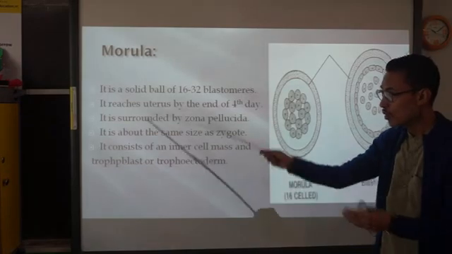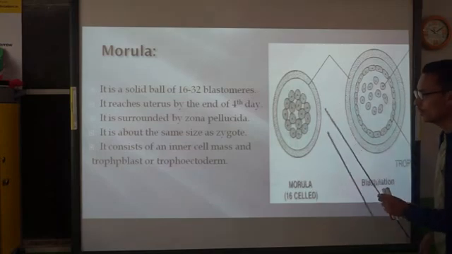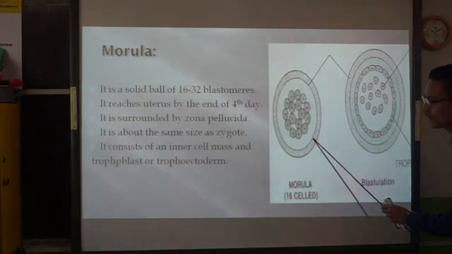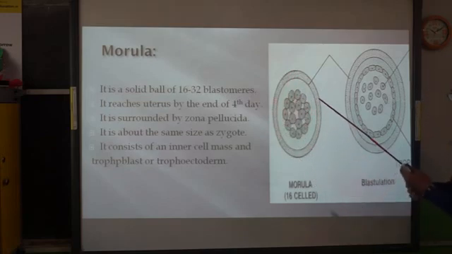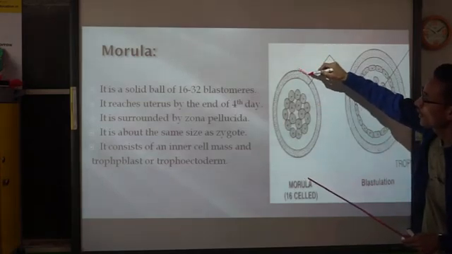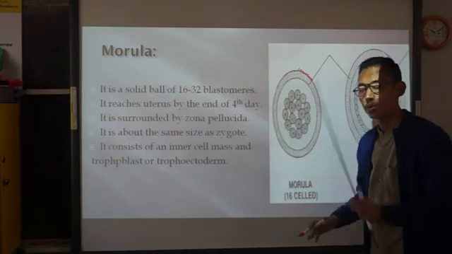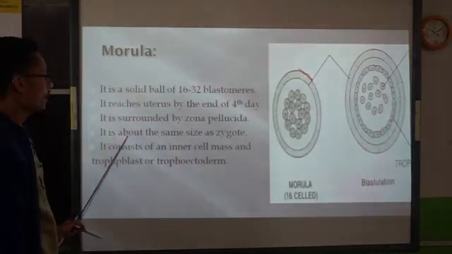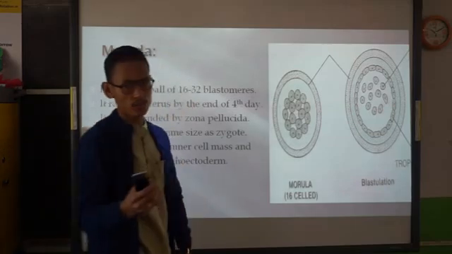Next one. Morula is also surrounded by zona pellucida. So you can see over here the cells, or we can say the membrane. This layer is called the zona pellucida, and outside the zona pellucida we will also find the cells of corona radiata. So in fact, morula contains the zona pellucida layer and also the corona radiata. Clear? Next one. It is about the same size as the zygote. That means the size of the morula and the size of the zygote will be the same.